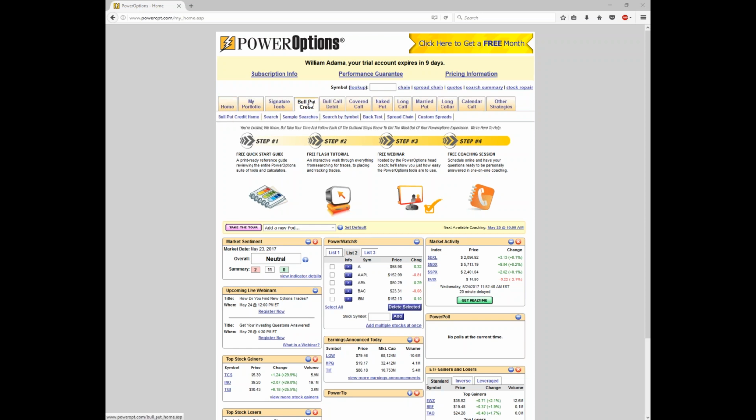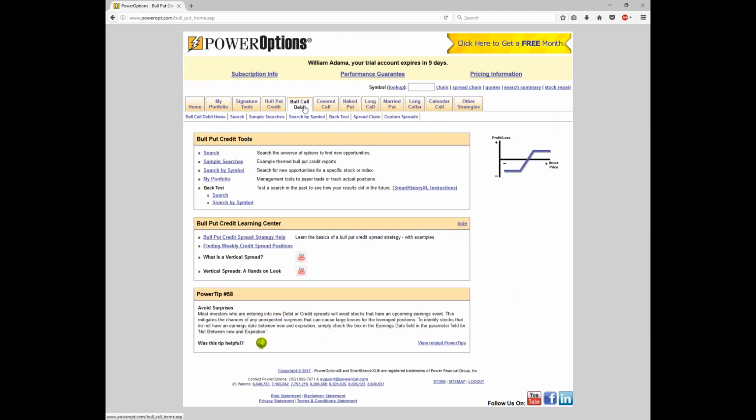For those of you doing credit spreads, there's two fields that you can use to get started. You want to get trade ideas quickly. You want to see opportunities for potential bull puts or bear call spreads or maybe bull call debits. So underneath each strategy, we can start off with sample searches. We've set these up for you. These are themed searches that you can use as a stepping stone to create your own personal search.